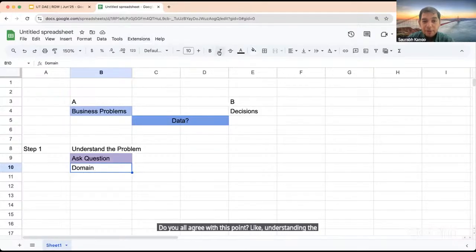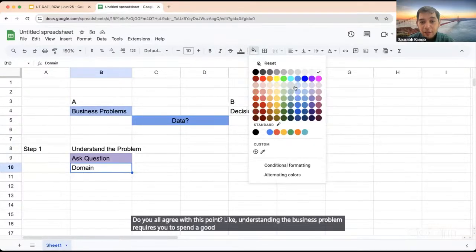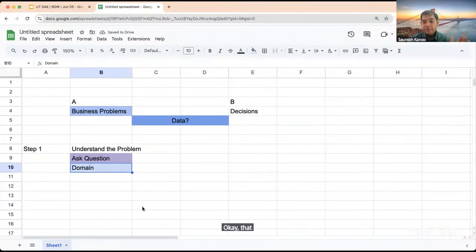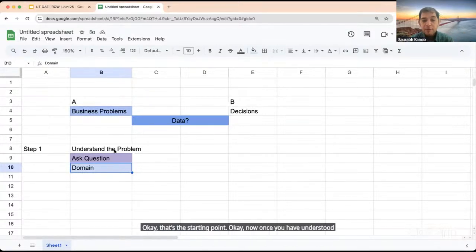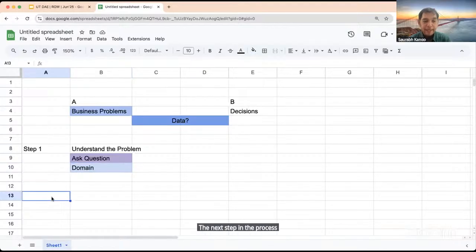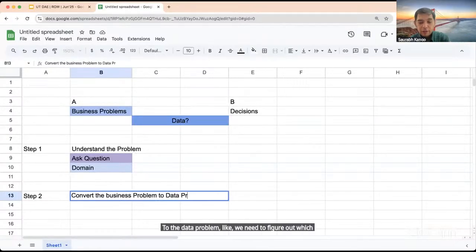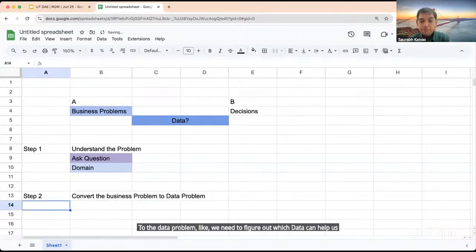Understanding the business problem requires you to spend a good amount of time learning about the domain of the business, right? That's the starting point. Okay, now once you have understood the business problem, the next step in the process, can I say step 2 in the process, would be to convert the business problem to a data problem. We need to figure out which data can help us solve that particular problem.